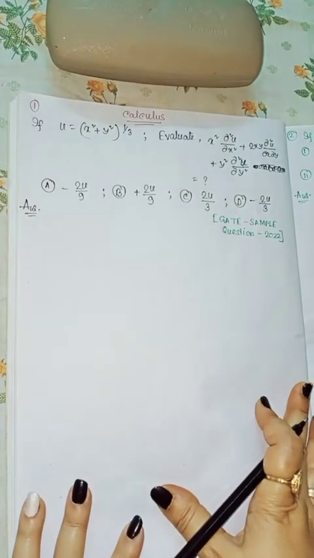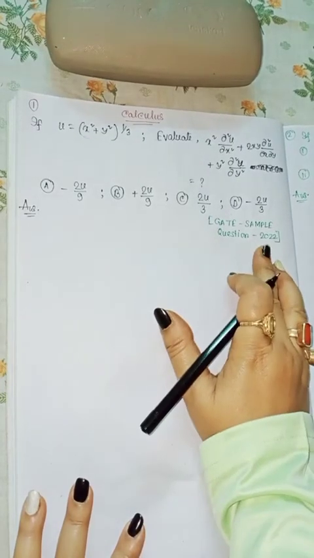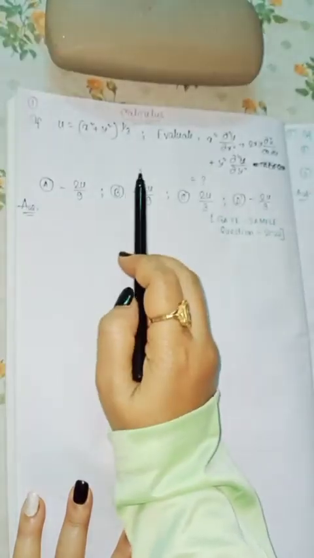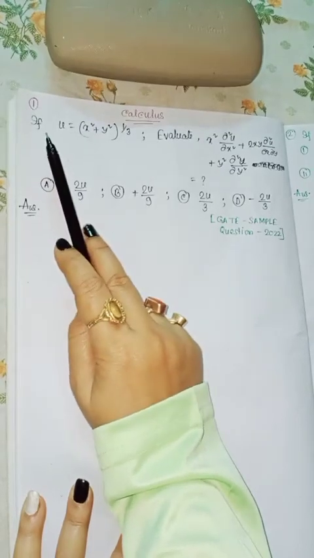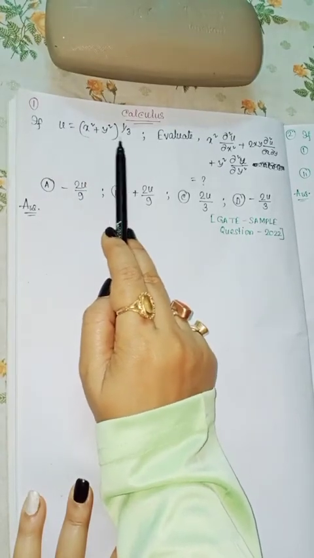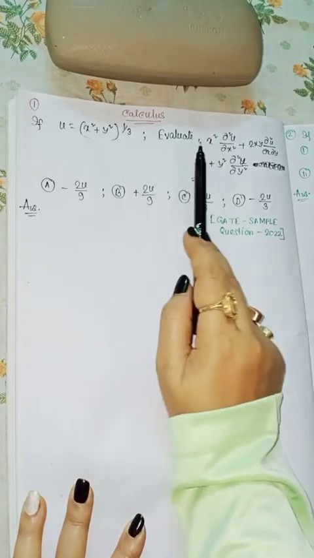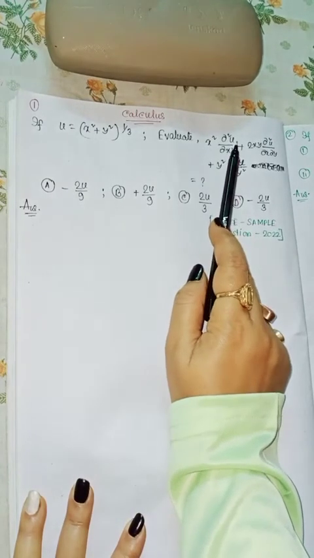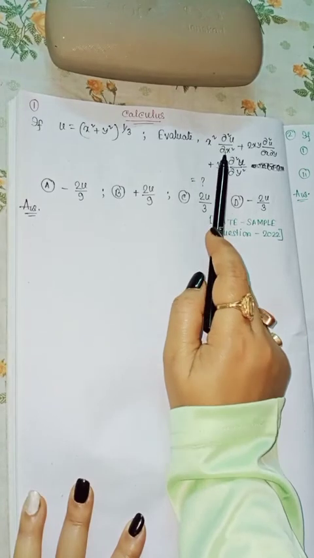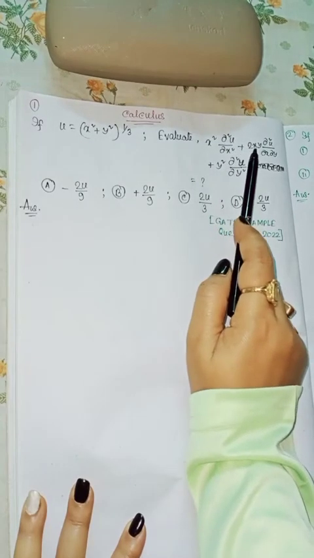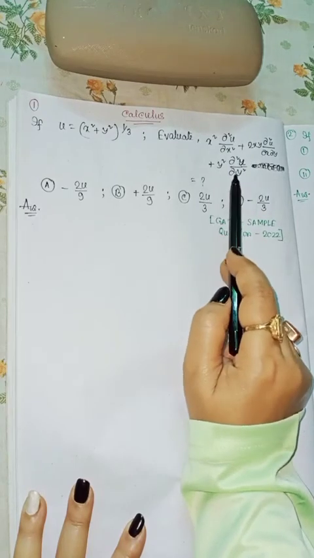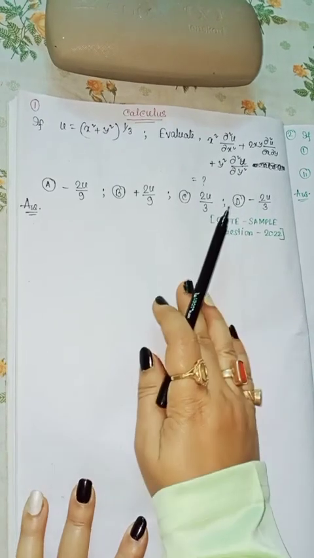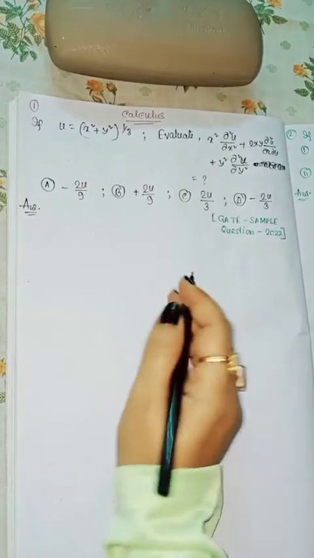Today we solve GATE sample question 2022. We start today with calculus. If u is equal to (x square plus y square) whole to the power 1/3, evaluate x square del 2u del x square plus 2xy del 2u del x del y plus y square del 2u del y square is equal to what? Four options are given. So this is the question in the house of calculus.